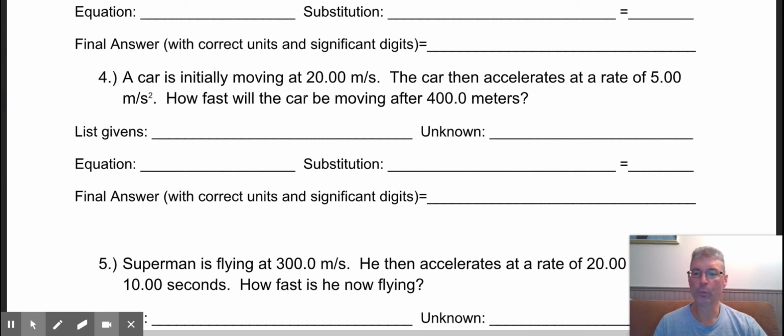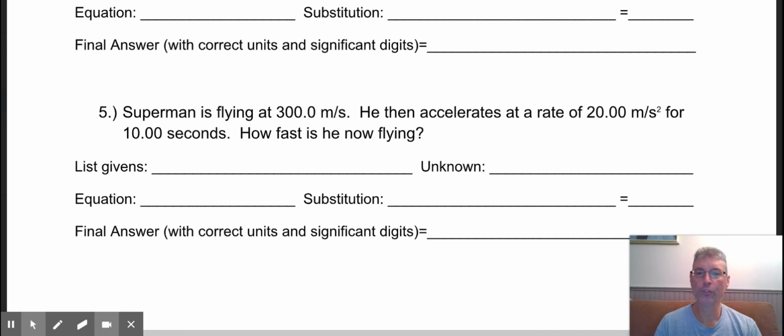And then the last one will be Superman is flying at 300 meters per second. He then accelerates at a rate of 20 meters per second squared for 10 seconds. How fast is he flying now? You're looking for his final velocity. And again, everything is in a straight line, so the answers in this case will be positive. We'll show you the direction. Right now we're looking more at the magnitude. We'll look at varying directions in a little bit.